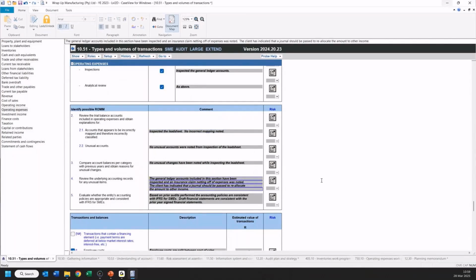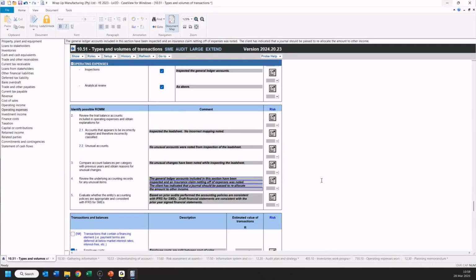Under the general ledger accounts, you can see the general ledger accounts included in this section have been inspected. And here's some information for us. An insurance claim was netting off the expenses. The client has indicated that the journal should be passed to reallocate this to other income.